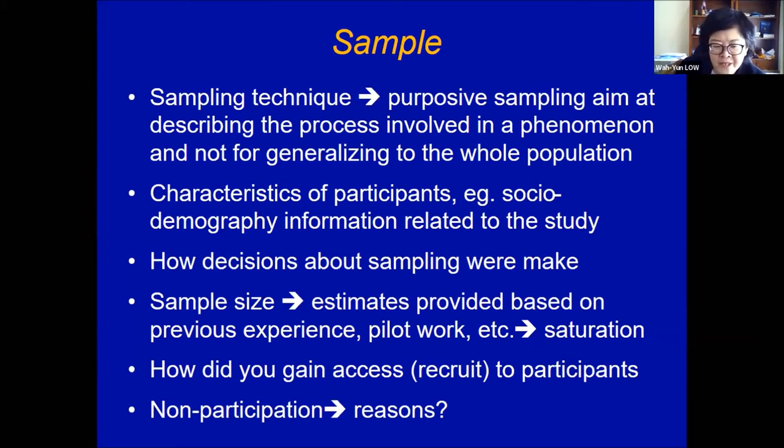In qualitative research per se, you don't calculate your sample size. It is very much based on previous experience, your pilot study, and for as long as you reach a saturation point and you stop collecting your data. Very important.